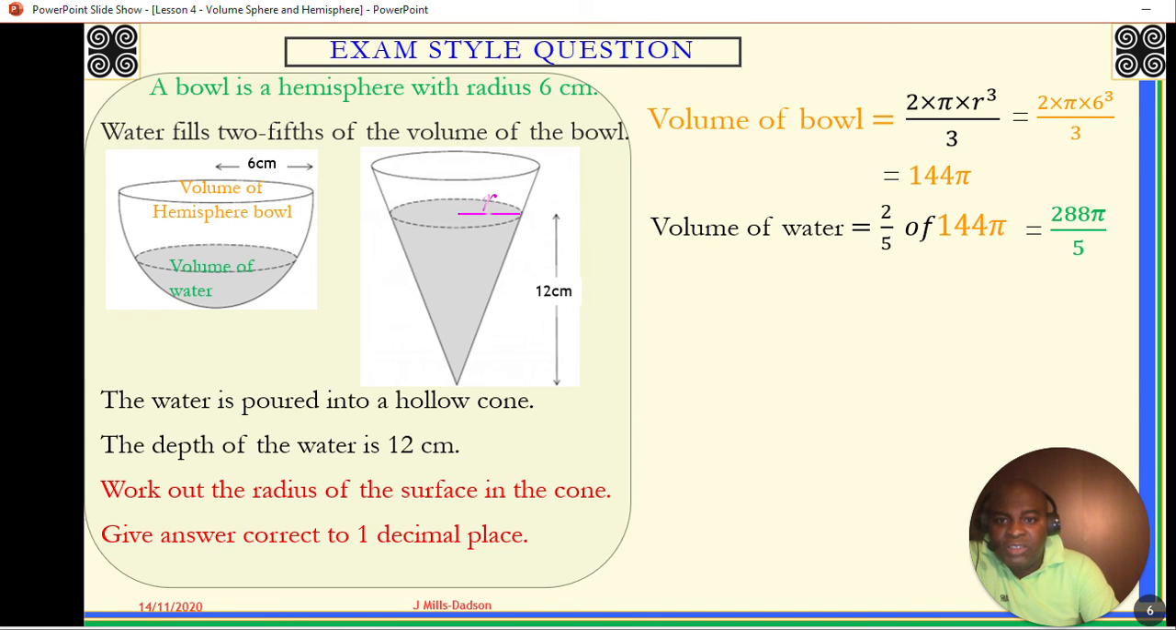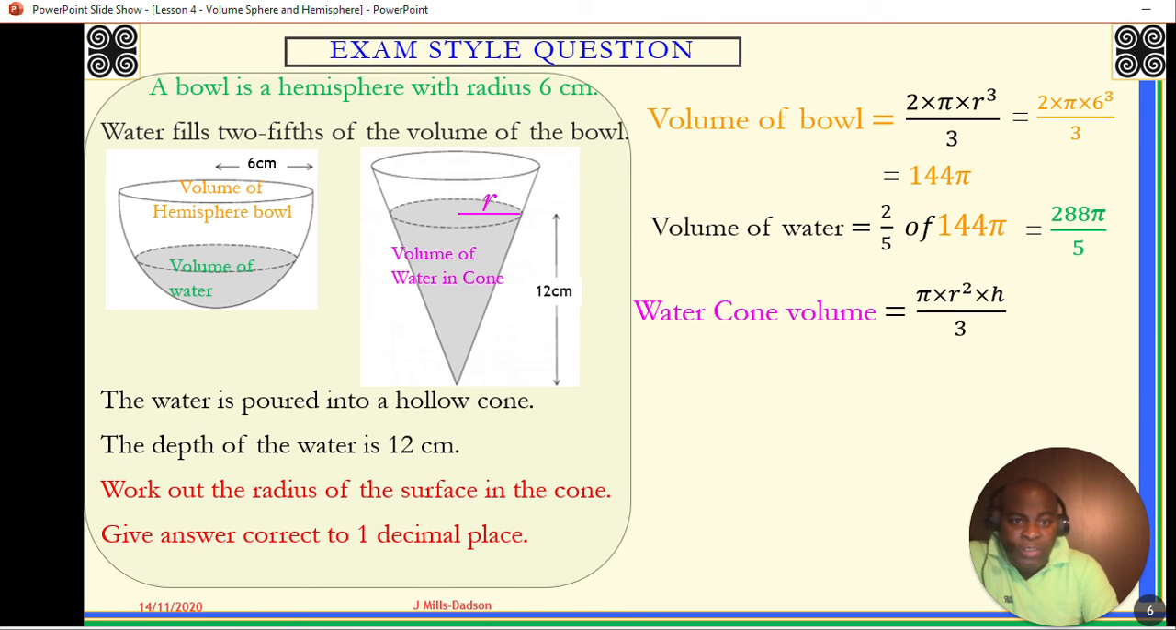Next is to work out the radius of the surface of the water in the cone. So I'm going to work out an expression for the volume of the water inside the cone. We know the volume of a cone is pi r squared times height over 3. The r is still r because I don't know it yet, but I know the height is 12. If I work that out, that simplifies as 4 pi r squared.